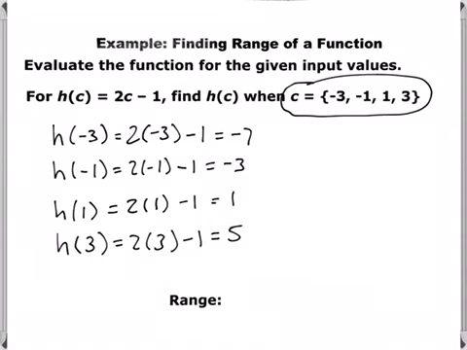So in this case, once you've plugged in -3, -1, 1, and 3 for your c values, not your x values, you should get -7, -3, 1, and 5. So your independent variable is c this time. So you're plugging those in, and these are your outputs. So h of c should equal -7, -3, 1, and 5. So that means your range in this case is -7, -3, 1, and 5, given your domain of -3, -1, 1, and 3.